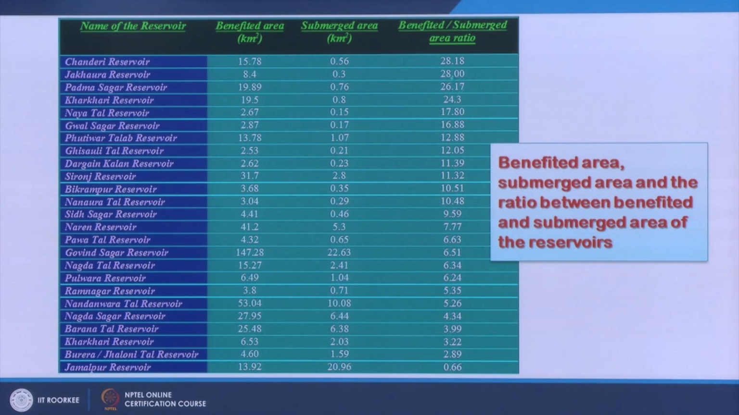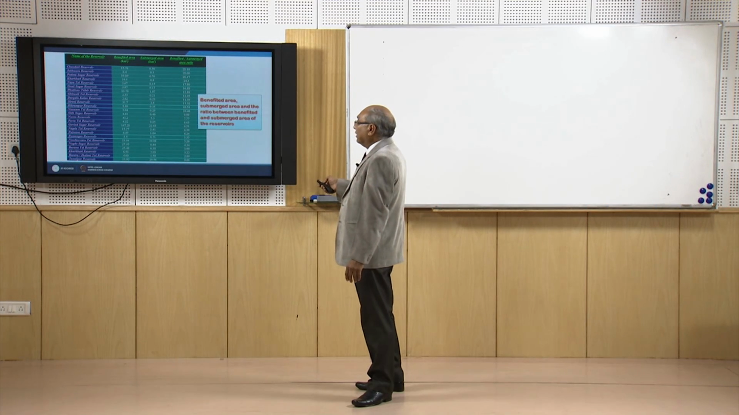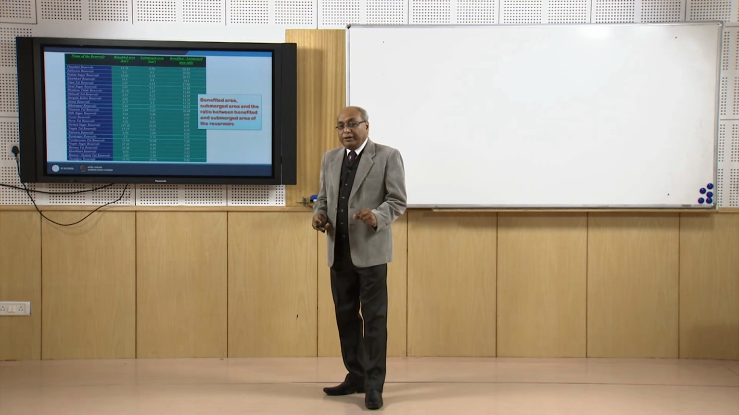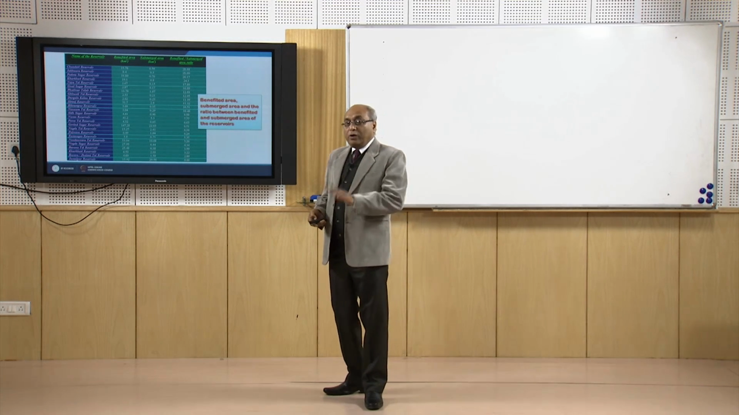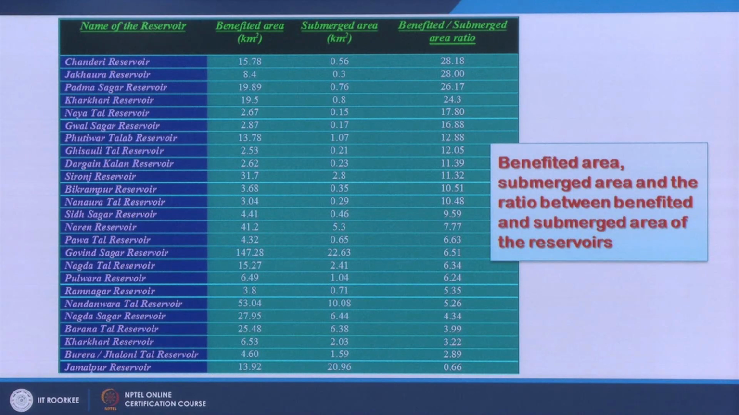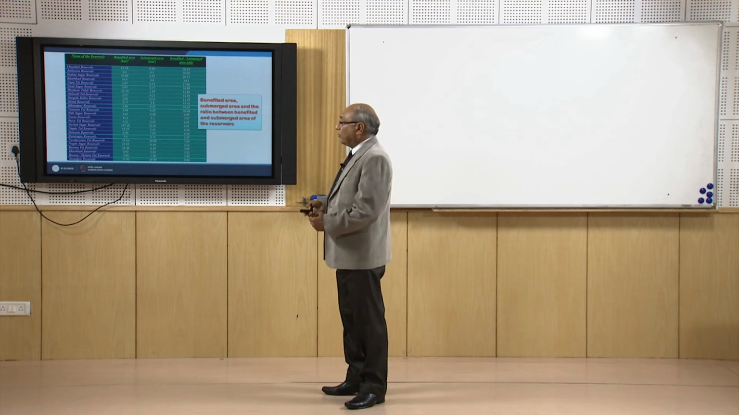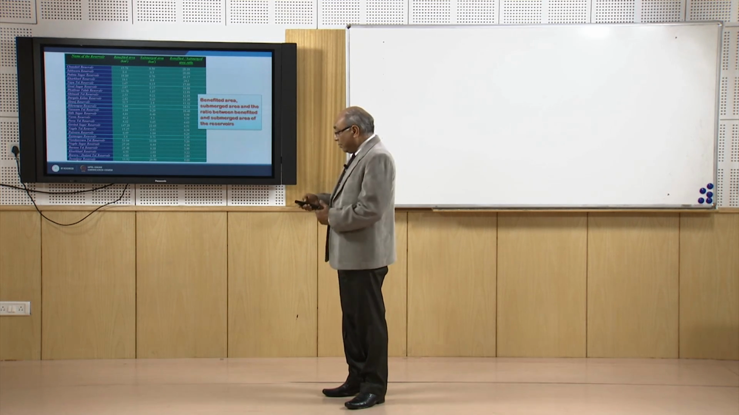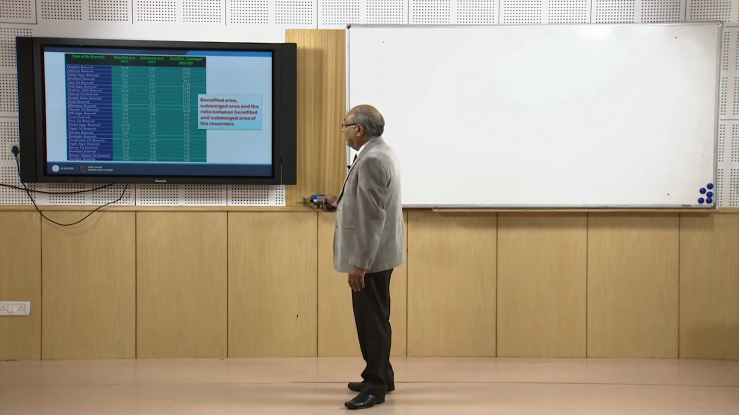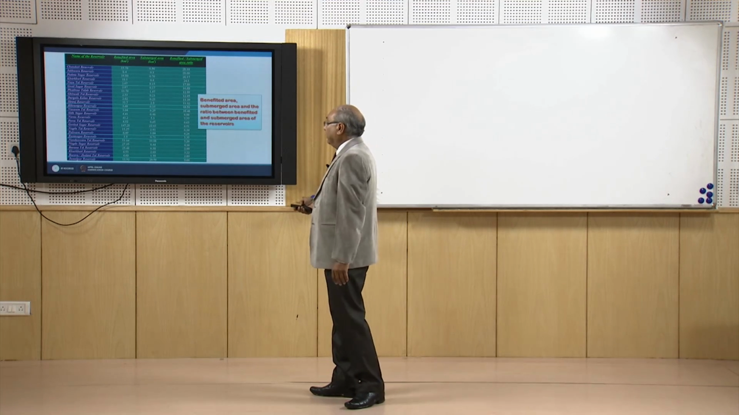These are the best areas where maximum benefit can be taken, especially where Chanderi, Jakhora and Padma Sagar, all these reservoirs are there. 28 times benefit. You submerge only 1 square kilometer of area, and for example you are going to have 28 square kilometers of benefit area. So by this analysis we can estimate or predict what is going to happen for the benefit area in this part of the country or in such kind of terrain.